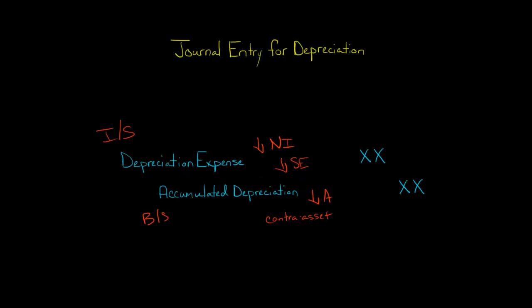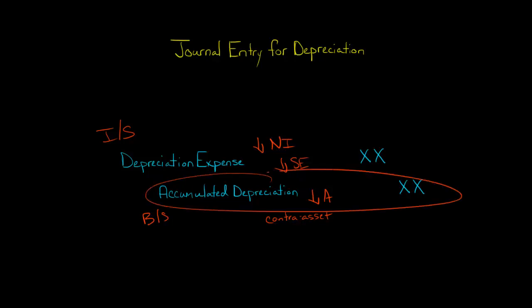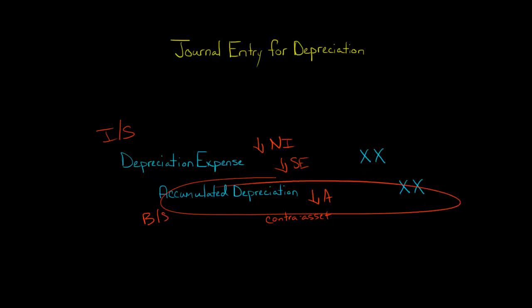Assets go up with a debit. Accumulated depreciation goes up with a credit. So when it goes up, assets are going down. So let's do an example.